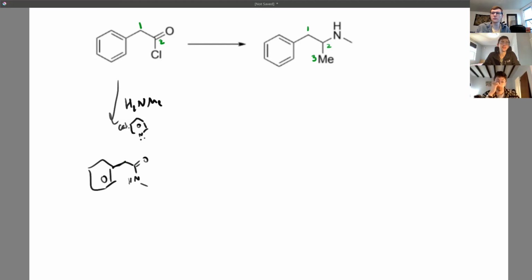Yeah, I mean, if you try to reduce the ketone and then brominate, you're going to end up brominating at the allylic position, not next to the NH, right? Yeah. Okay.